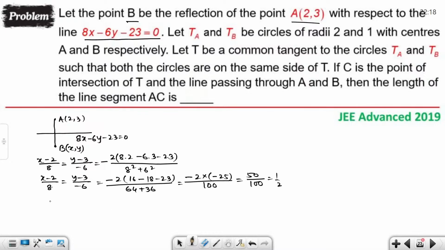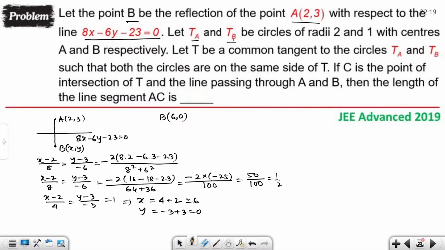Now if I cancel with 2, we are getting (x minus 2) over 4 is (y minus 3) over minus 3 equals 1. So from here we are getting x is nothing but 4 plus 2, which is 6, and y is nothing but minus 3 plus 3, that gives us 0. Am I correct? Therefore, the coordinate of point B is (6, 0). That we got. Now let us read the next part of this question.